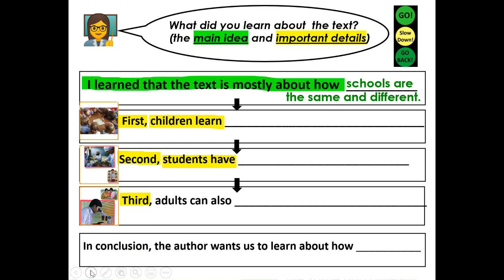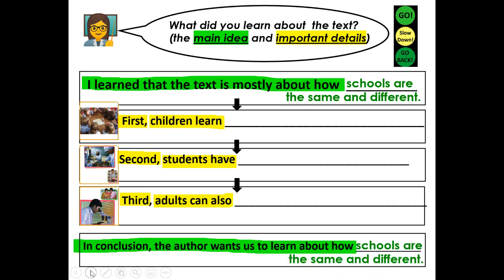All right, now we're at our third or last detail sentence. Third, adults can also, what can adults also do? Third, adults can also, so say your sentence out loud. Then push pause, write your complete sentence, and when you're finished writing your complete sentence, push play. All right, so in conclusion, the author wants us to learn about how schools are the same and different.